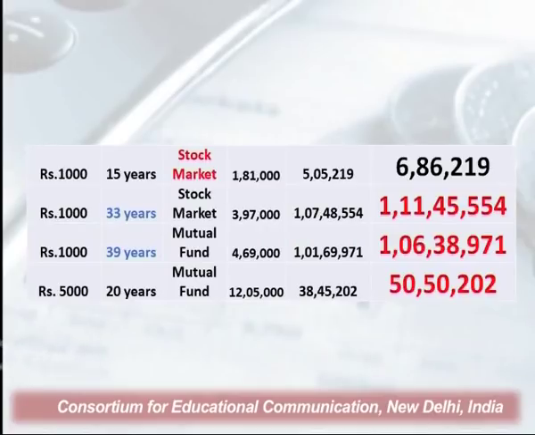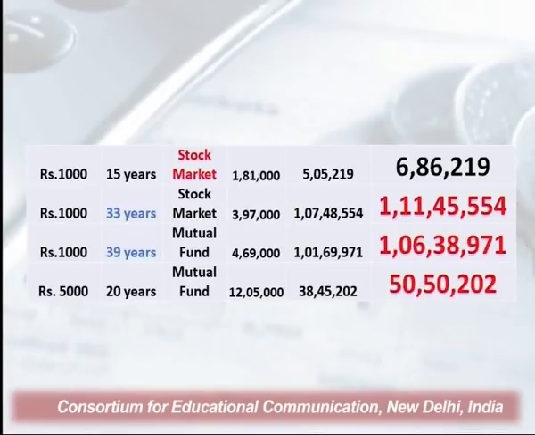And after 39 years, if every month you have a saving investment habit of a systematic investment plan of 1,000 rupees every month, you will get 1 crore 6,38,971 rupees at the end of 39 years. At the time of your retirement, you will have 1 crore of rupees with you just by having a habit of 1,000 rupees of investment.